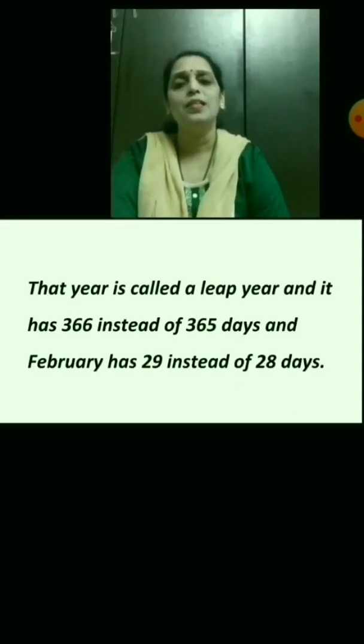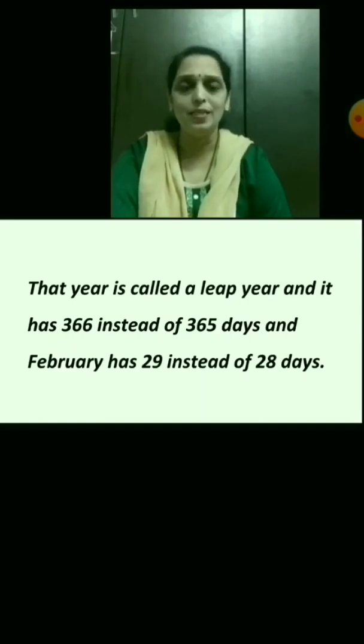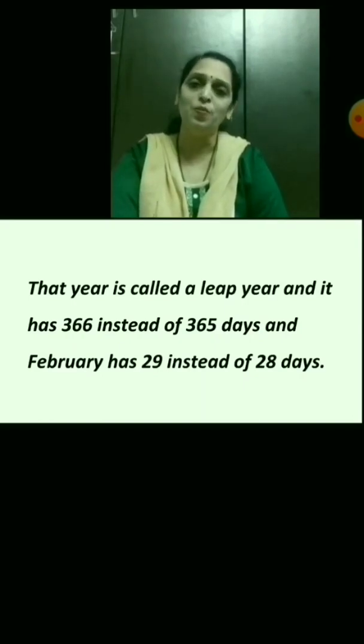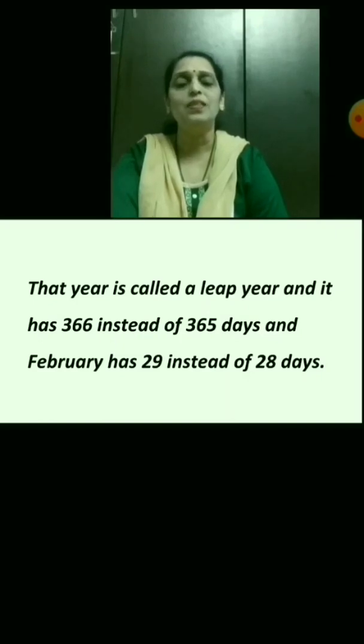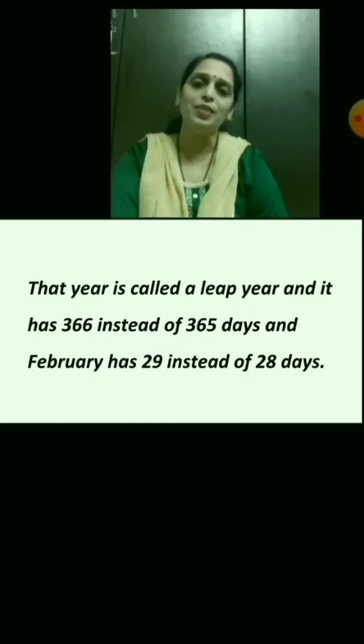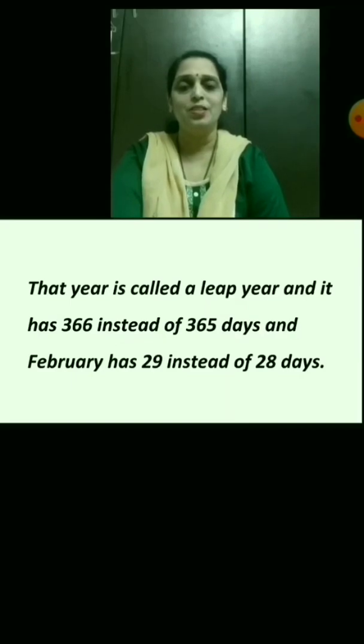Next, that year is called a leap year. It means when 29 days occur in February, that year we say is a leap year, and it has 366 days instead of 365 days, and February has 29 instead of 28 days. Did you understand?